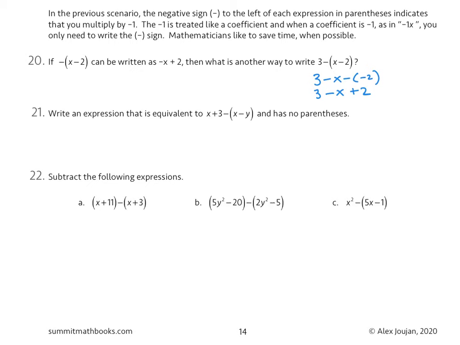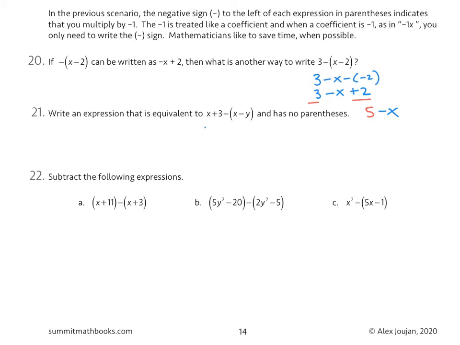If I can combine like terms, I should. I have a 3 and a plus 2, so that would be 5. And then the minus x cannot be combined with anything else, so I can just write it as minus x. 5 minus x is the most simplified form of 3 minus the quantity x minus 2. 21. Write an expression that is equivalent to x plus 3 minus the quantity x minus y. First, I will distribute this minus through the parentheses to the x and to the minus y.